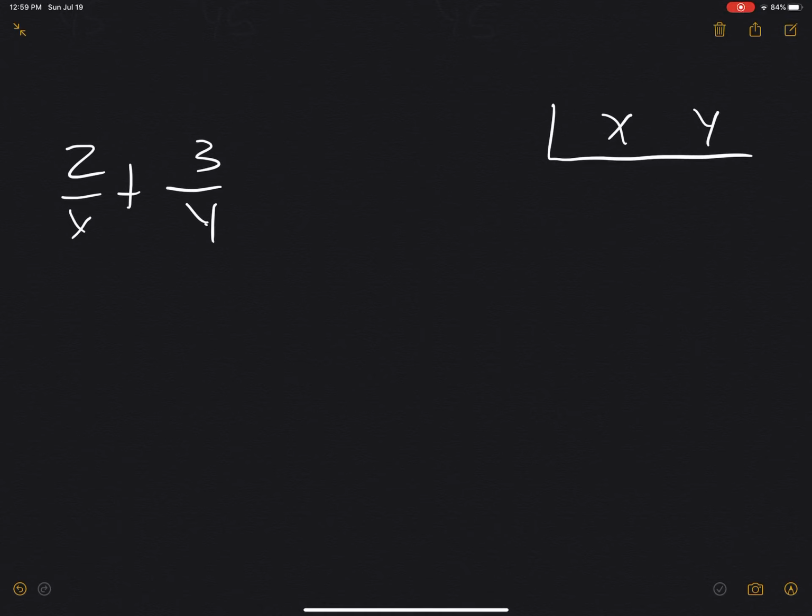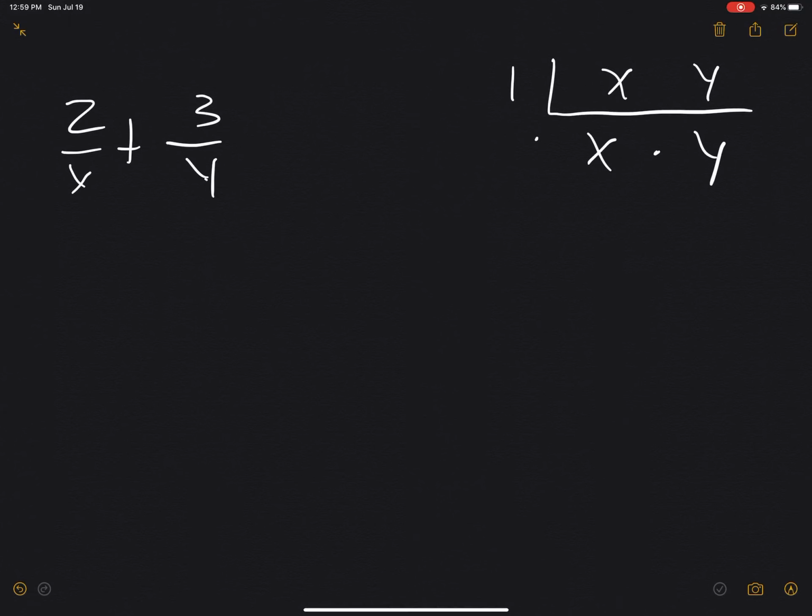Well, I don't know what they have in common. I know they're two different variables. They don't have anything in common that I can see, so all I see is that they have a 1 in common. So my common denominator is going to be 1 times x times y, or xy. So I know I'm going to have xy in the denominator plus xy in the denominator.